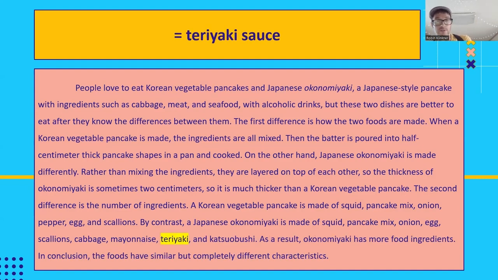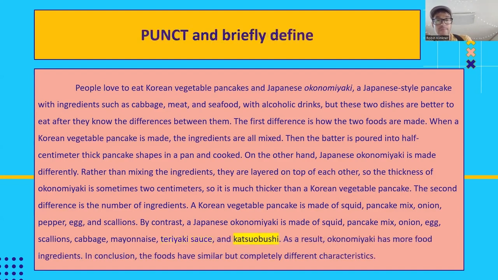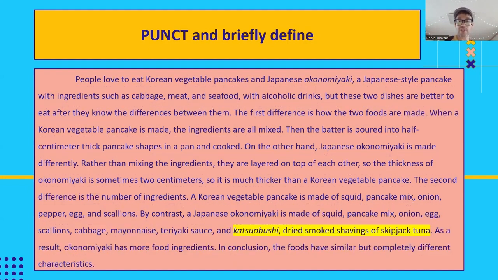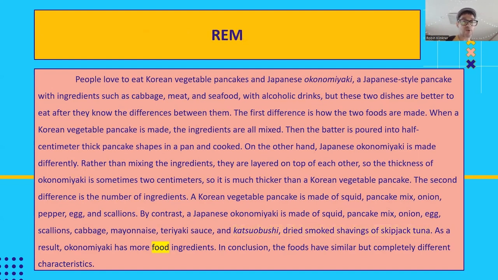We say teriyaki sauce. Okay. Katsuobushi. Now, I'm pretty sure that's the stuff on top, right? That looks like it's moving. But most people have no idea what that is. So punctuate it. It's a general noun. Italicize it. Dried smoked shavings of skipjack tuna. I had to look it up. As a result, okonomiyaki has more. Just remove it. Food ingredients. Ingredients, clearly it's food.